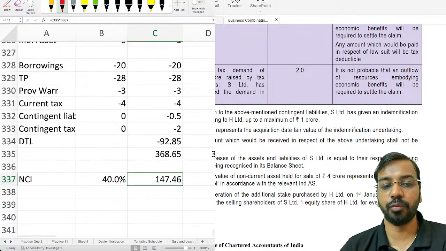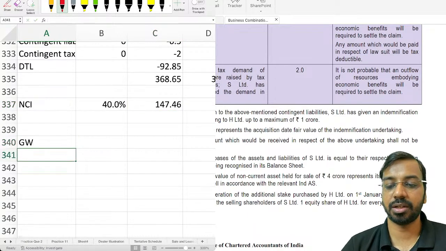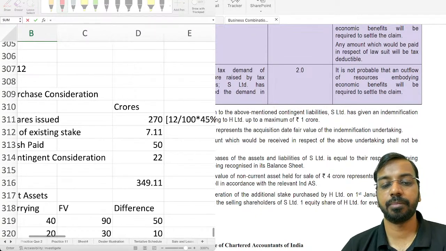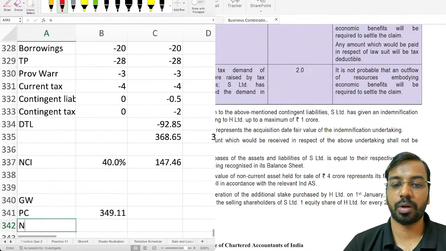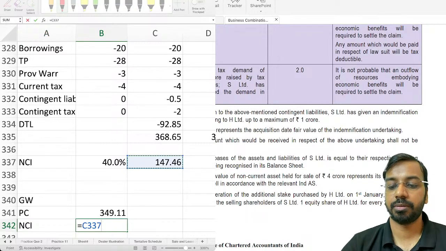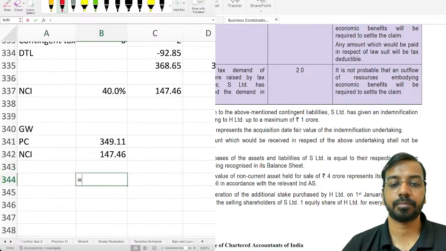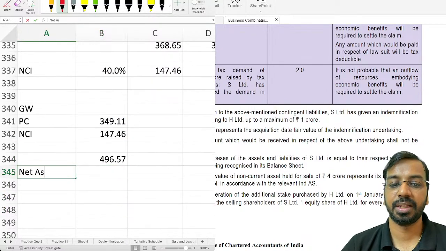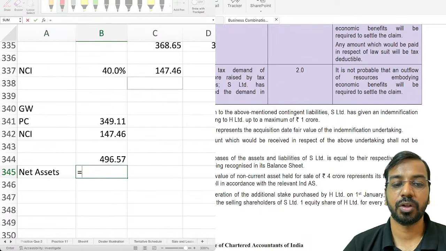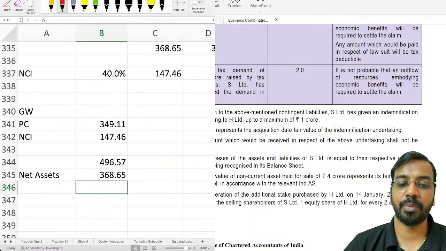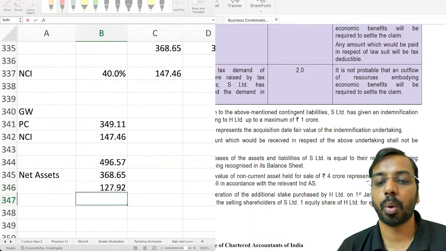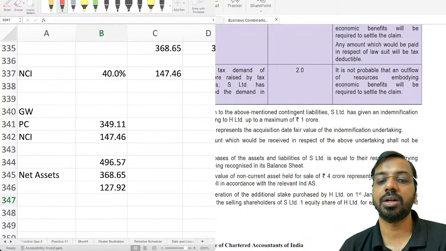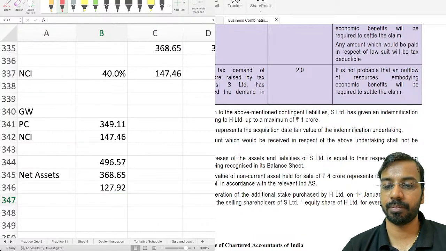Now to calculate goodwill, I have to take purchase consideration 349.11, NCI 147.46, the total 496.57, net assets 368.65. So 496.57 minus 368.65, we have 127.92. That is the goodwill calculation, the first part.